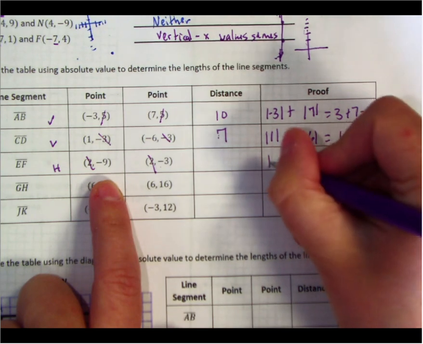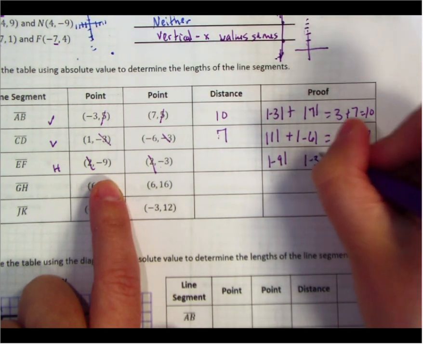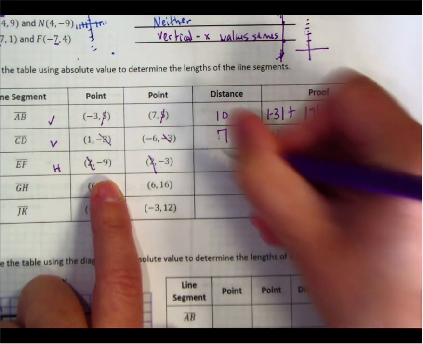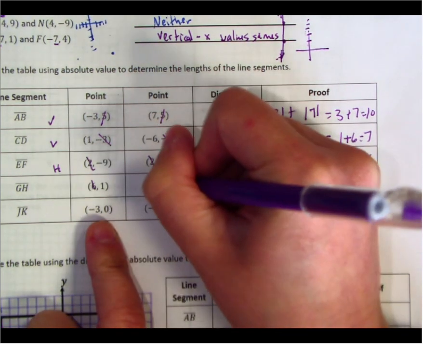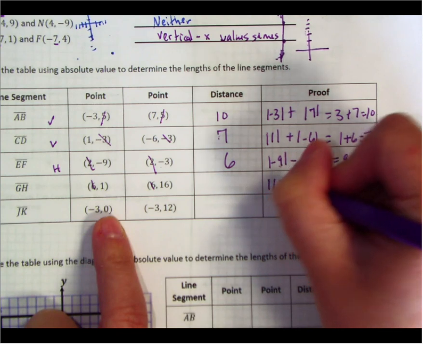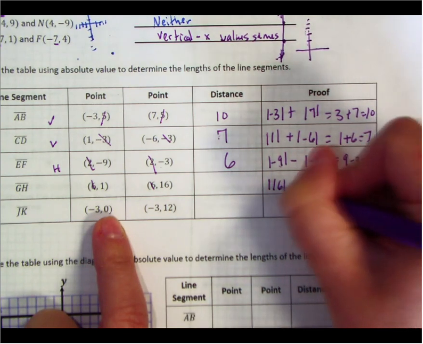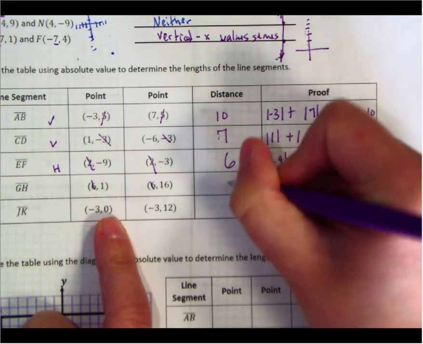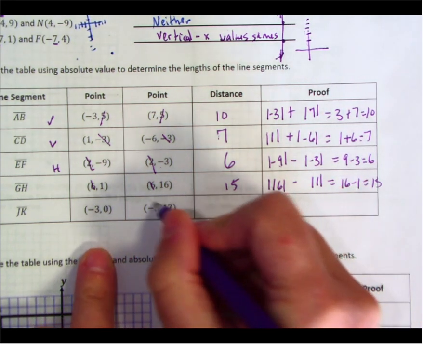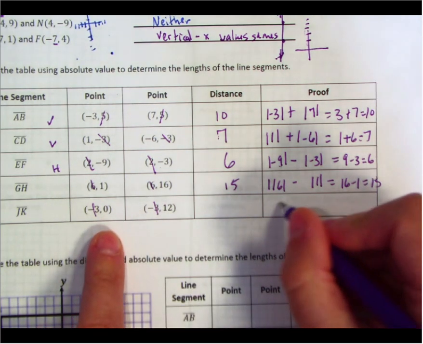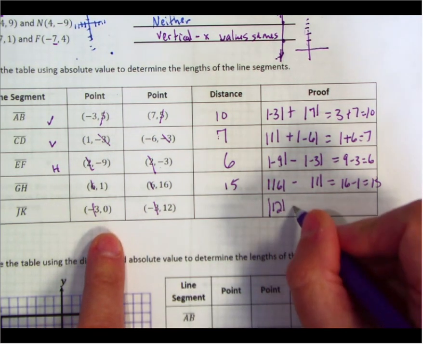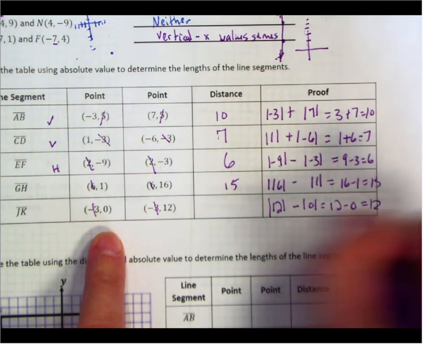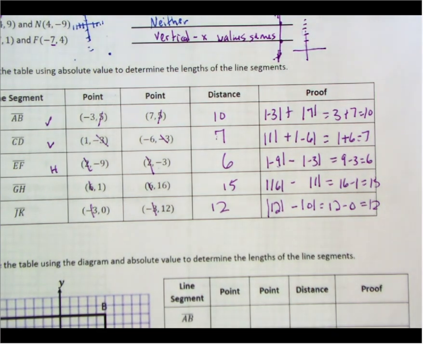So now we look, -9, -3, same sign, so we're going to subtract them. So 9 minus 3 is 6. This one, these are the same. Again, absolute value of 16. They're the same signs, both positive, so we're going to subtract them. So 16 minus 1 is 15. And last one, these are the same. So it's just 12, absolute value of 12 minus absolute value of 0. So 12 minus 0 is just 12. Okay, so those are those 3.